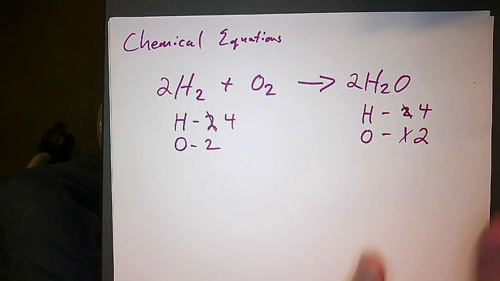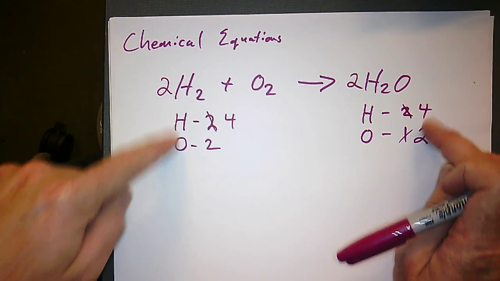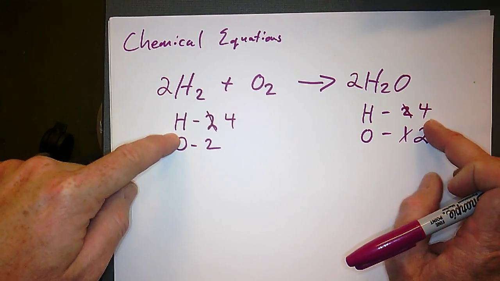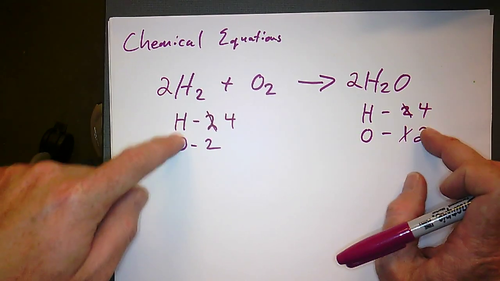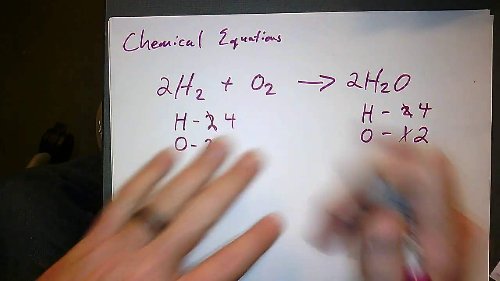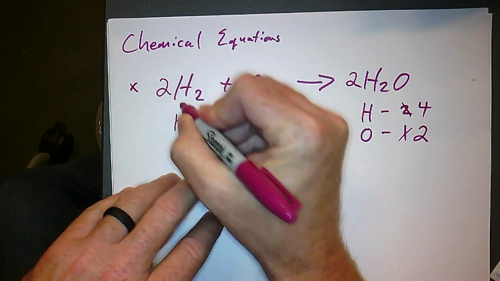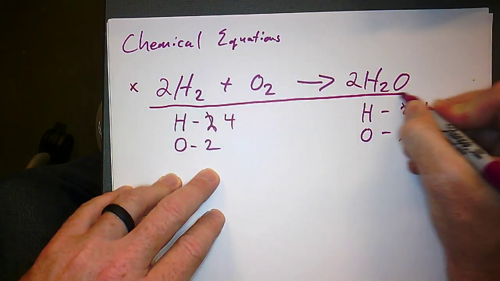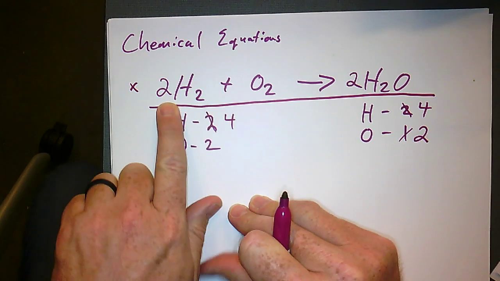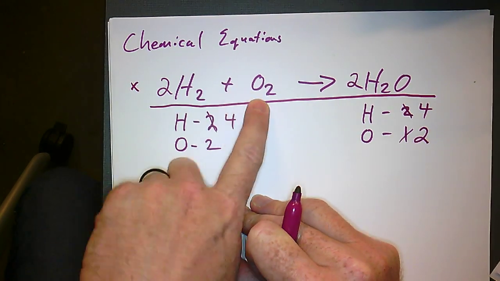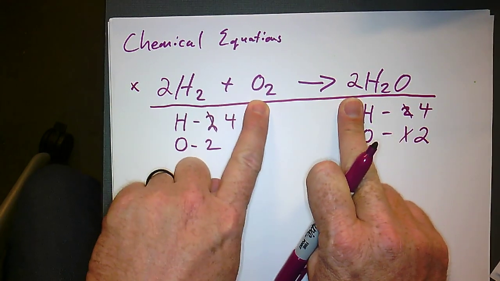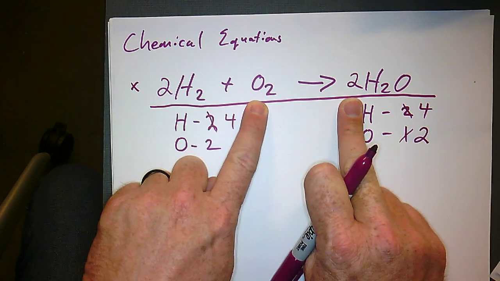Now, I've had people misunderstand. This is just my work. This isn't my answer, because I had people turn in this as their answers. That's not their answer. Your answer is this equation after we balanced it. So 2H2 plus O2 yields 2H2O is my answer.